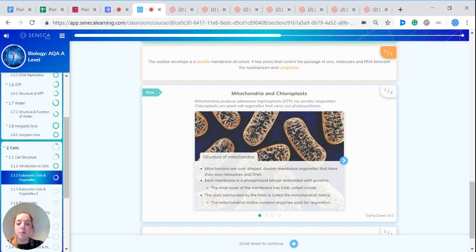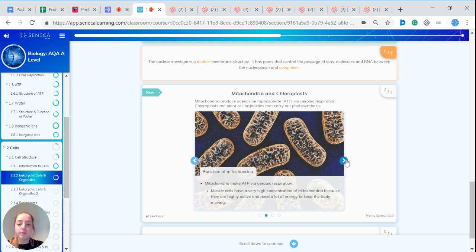Mitochondria are oval-shaped, double-membrane organelles that have their own ribosomes and DNA. Each membrane is a phospholipid bilayer embedded with proteins. The inner layer of the membrane has folds called cristae. The area surrounded by these folds is called the mitochondrial matrix, and this matrix contains enzymes used for respiration. The mitochondria make ATP via aerobic respiration. Muscle cells have a very high concentration of mitochondria because they are highly active and need a lot of energy to keep the body moving.